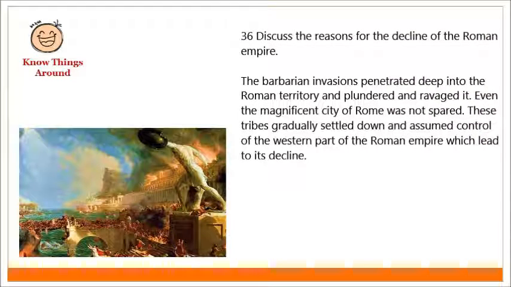Discuss the reasons for the decline of the Roman Empire. The barbarian invasions penetrated deep into the Roman territory and plundered and ravaged it. Even the magnificent city of Rome was not spared. These tribes gradually settled down and assumed control of the western part of the Roman Empire, which led to its decline.